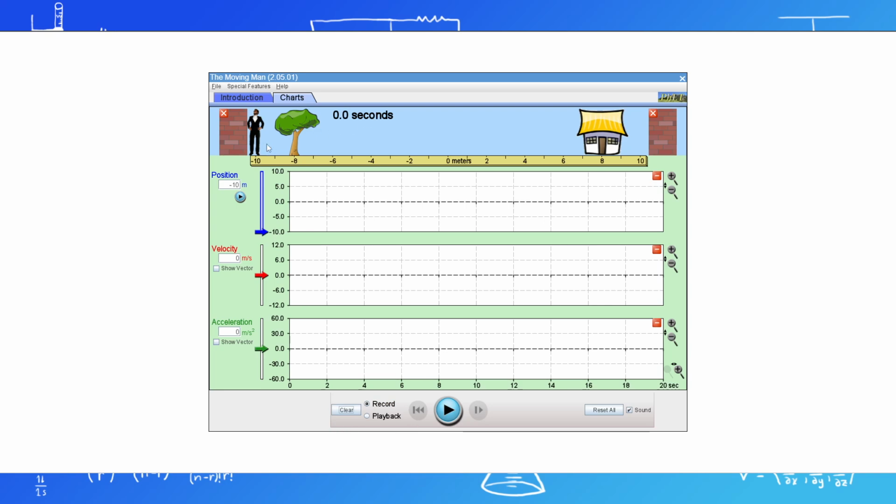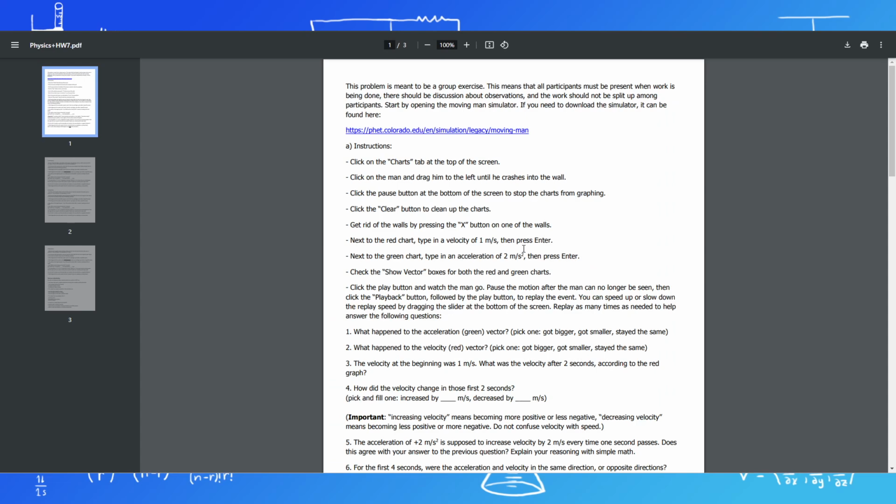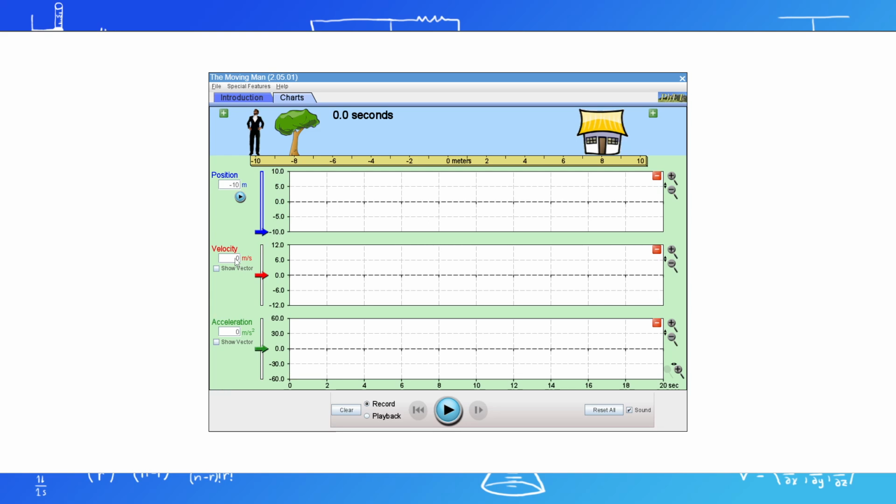And what were the numbers I wanted to start off with? I think now we can get rid of the wall. You can click the plus to put the walls back on if you mess something up. Okay, velocity of 1, acceleration of 2, and check the show vector boxes. So velocity of 1, and show vector, and acceleration of 2, and show vector.